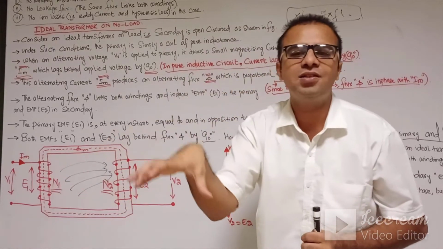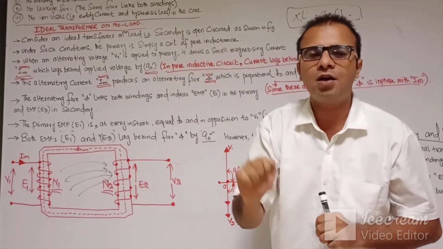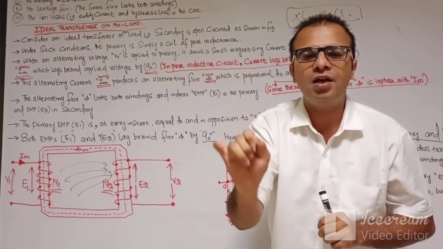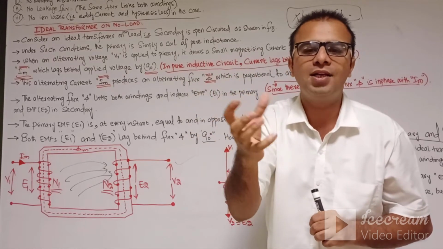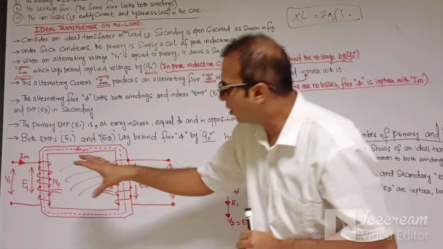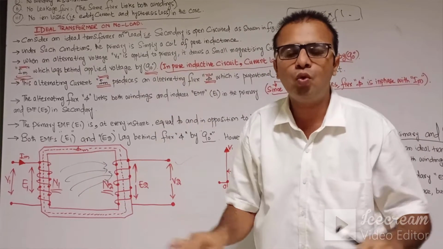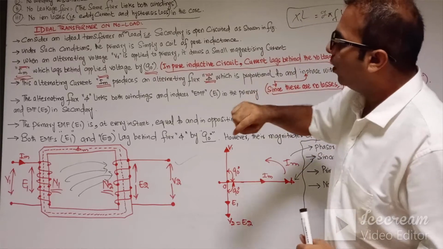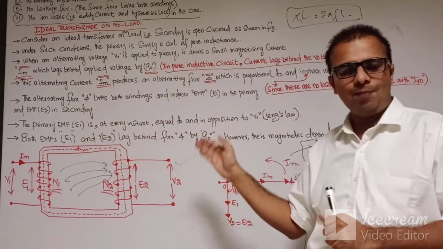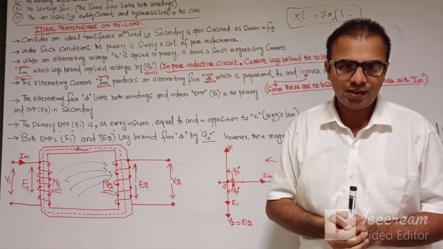The main flux is to be established in the transformer. So this type of current is called the no load current, and sometimes it is called the magnetization current, to magnetize the core of the transformer. Okay. Now, it lags behind the applied voltage by an angle of 90 degrees.